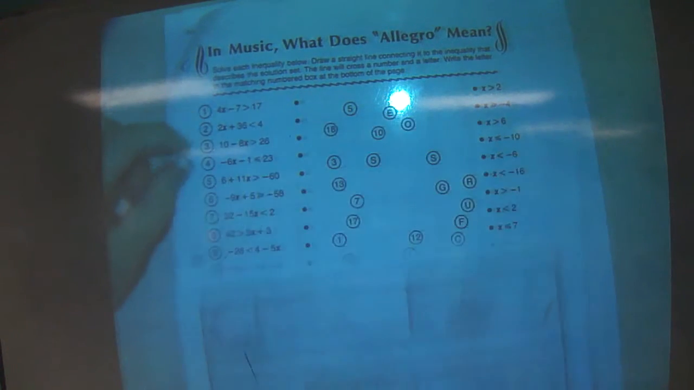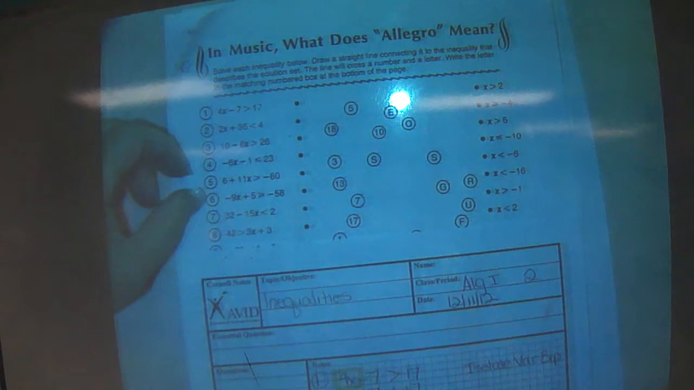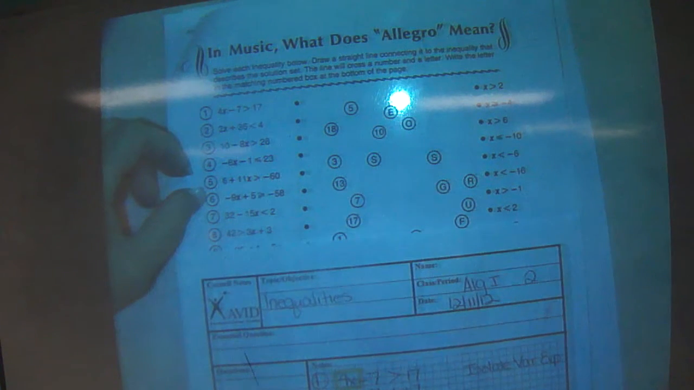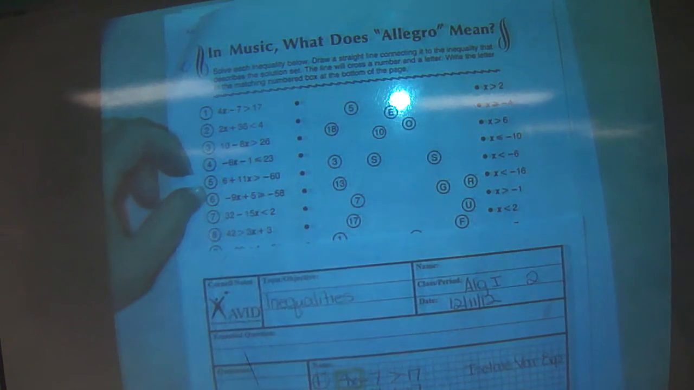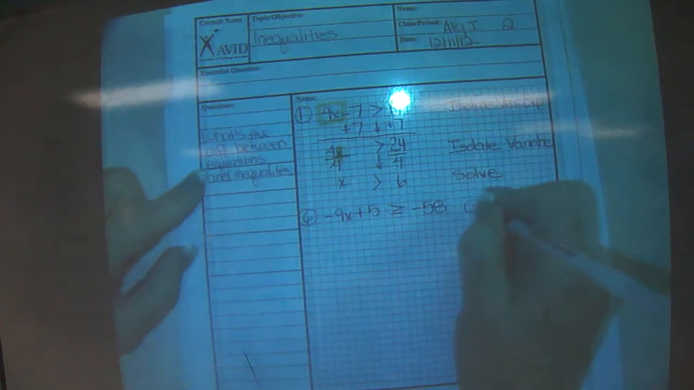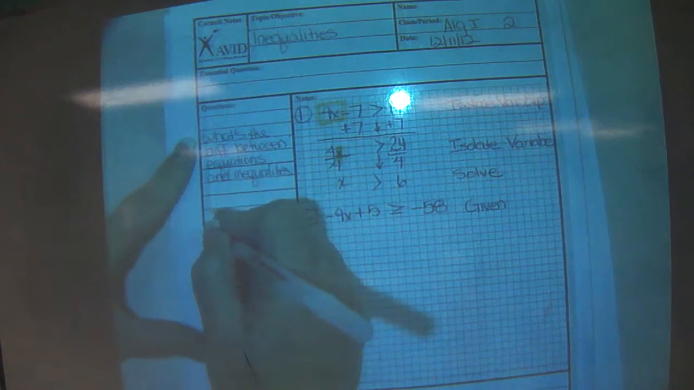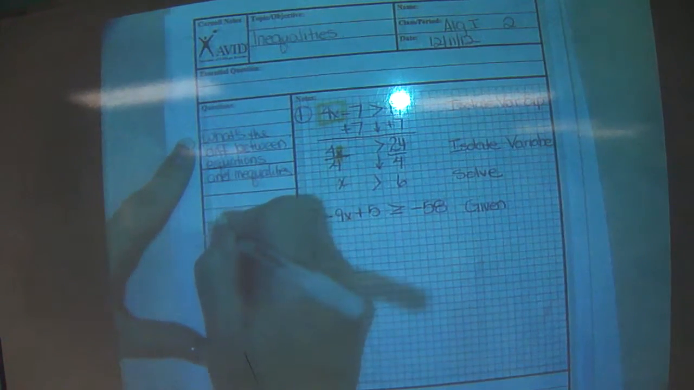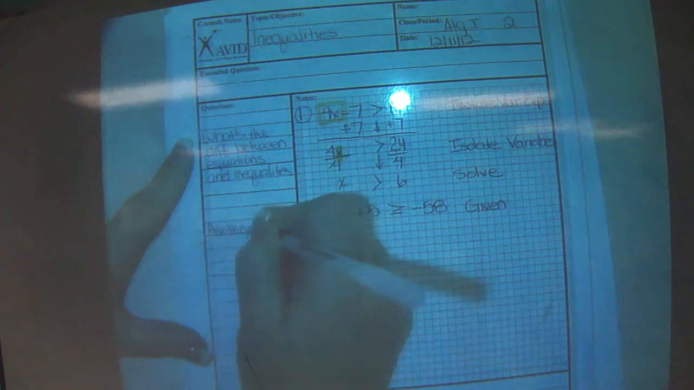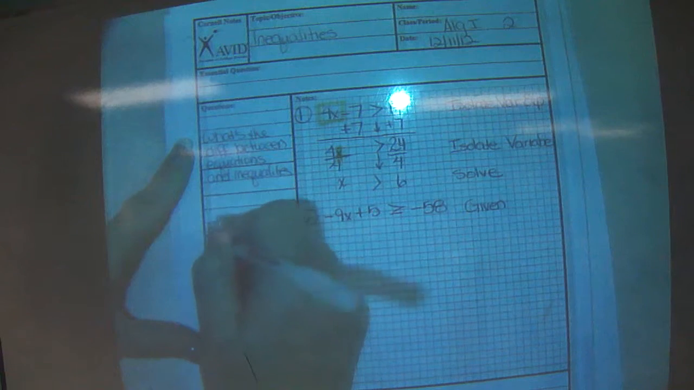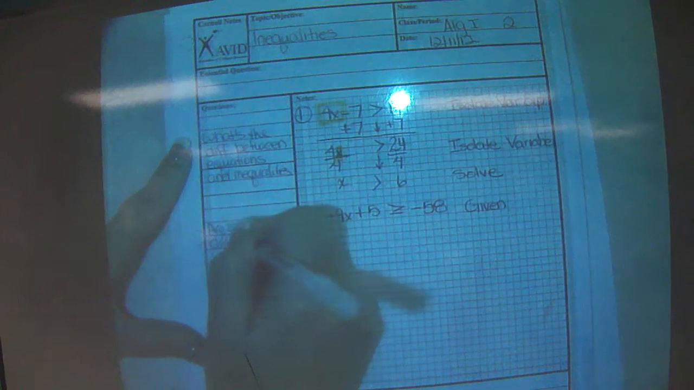Now if we move down to number 6, negative 9x plus 5 is greater than or equal to negative 58. And that is our given. Excuse me. Are they ever different? Is going to be my question here. In other words, yeah, sometimes.